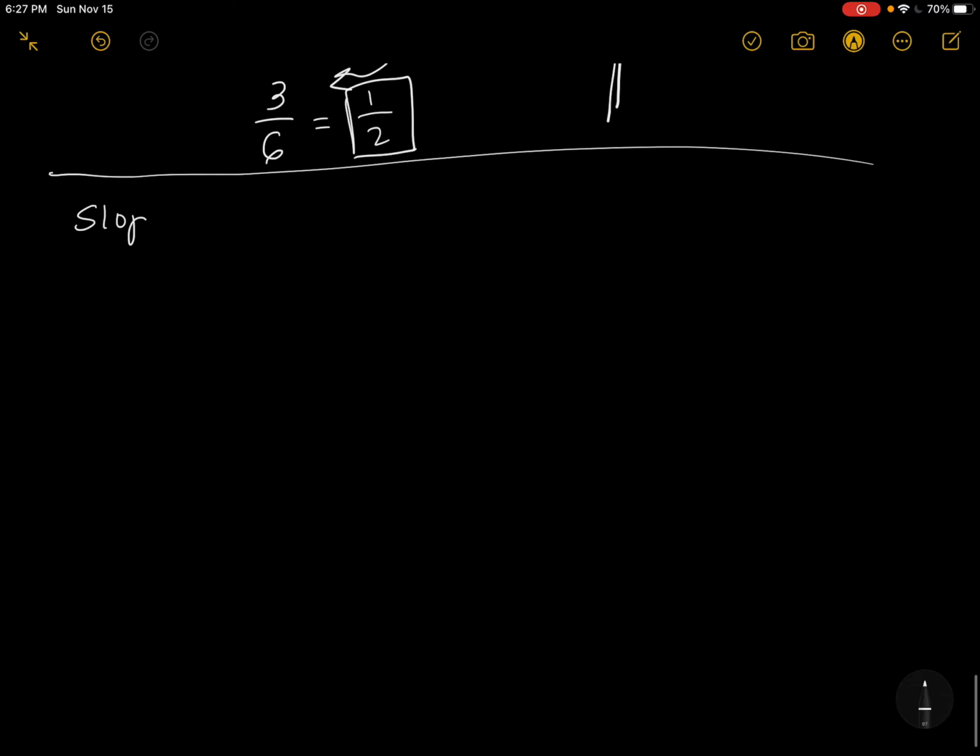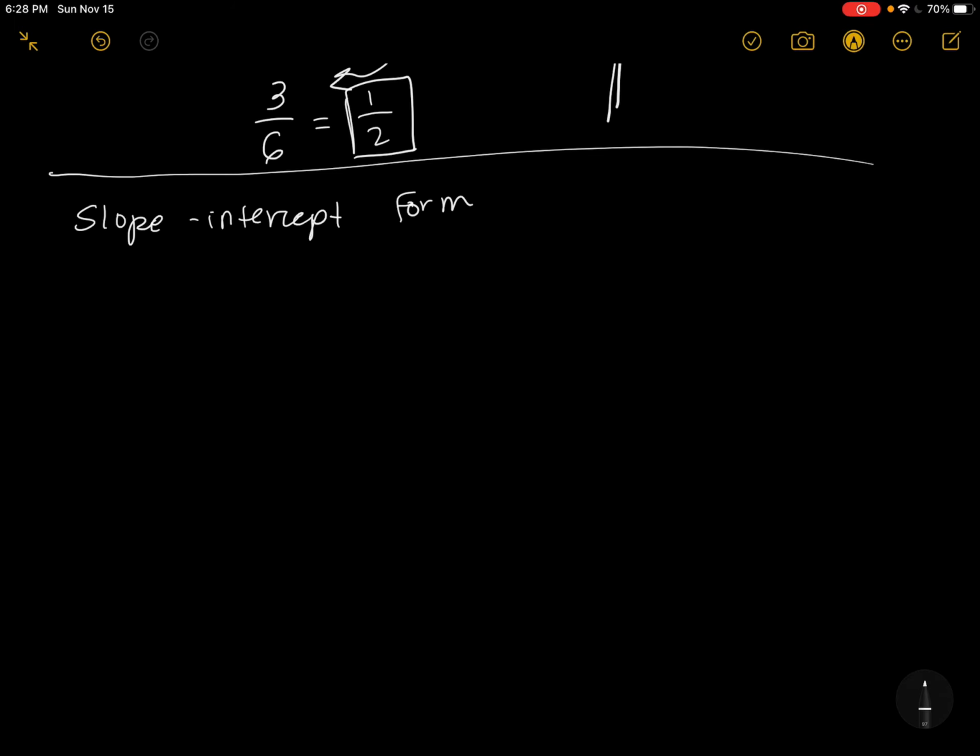So now we've learned all of the basics of graphing lines. That's going to lead us into slope-intercept form, because now we know how to calculate slope. We know how to find the intercepts of a line, right? We know how to graph a line using a table.